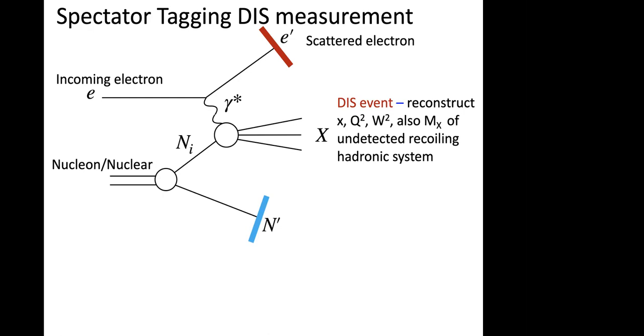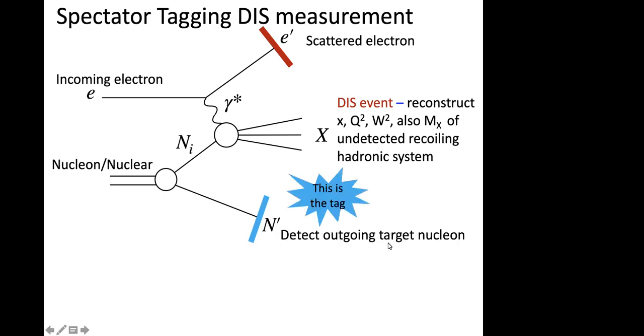Now we will also detect the outgoing target nucleon. This is what we call the tagging measurement. In summary, the DIS tagged event is detecting both the scattered electron and the outgoing target nucleon, and this one is the spectator nucleon inside the nucleus. So the next question I want to address here is: what is the advantage of this tagging measurement, and why can it help to minimize the nuclear effect?